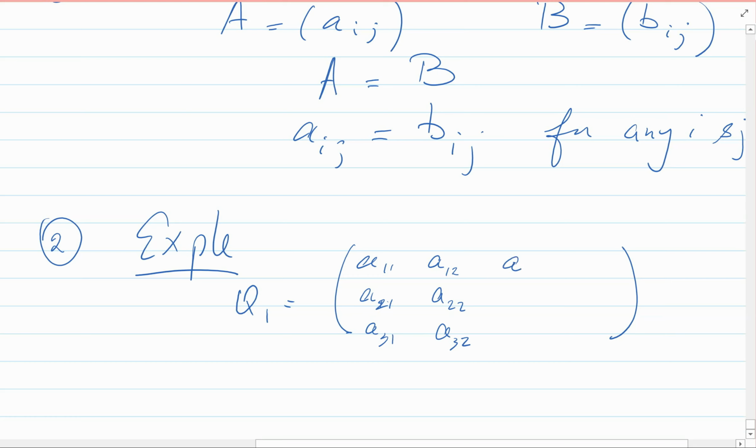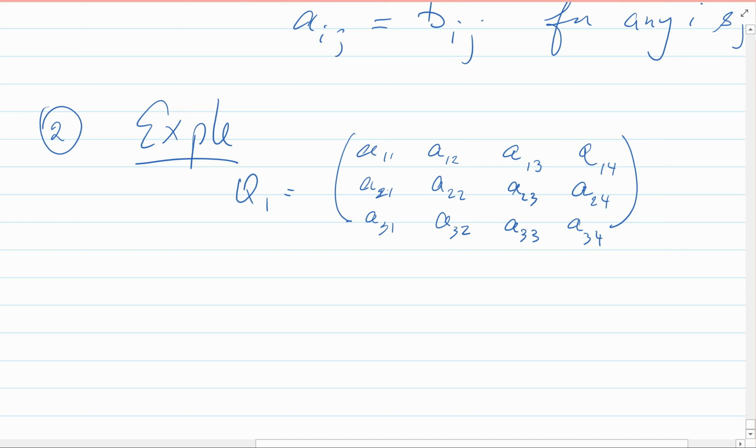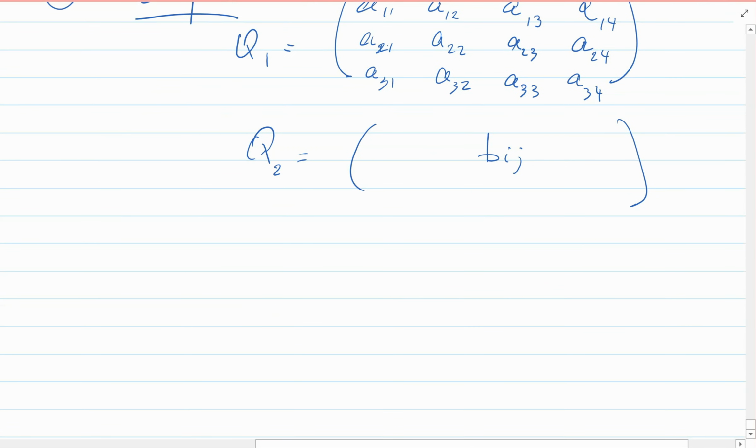And then we have A13, A23, A33. These are expenses for transportation. And finally, the entertainment: A14, A24, and A34. So now let us do the same, but for the second quarter of the year. So we're going to have Bij for the second quarter.